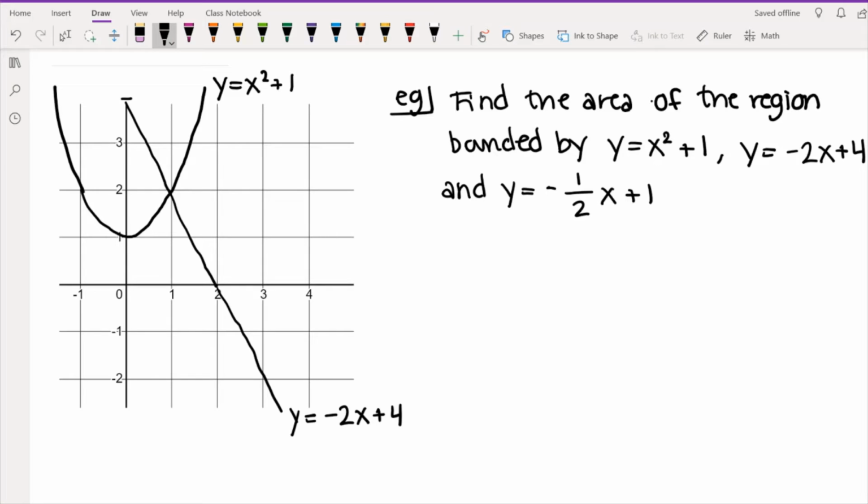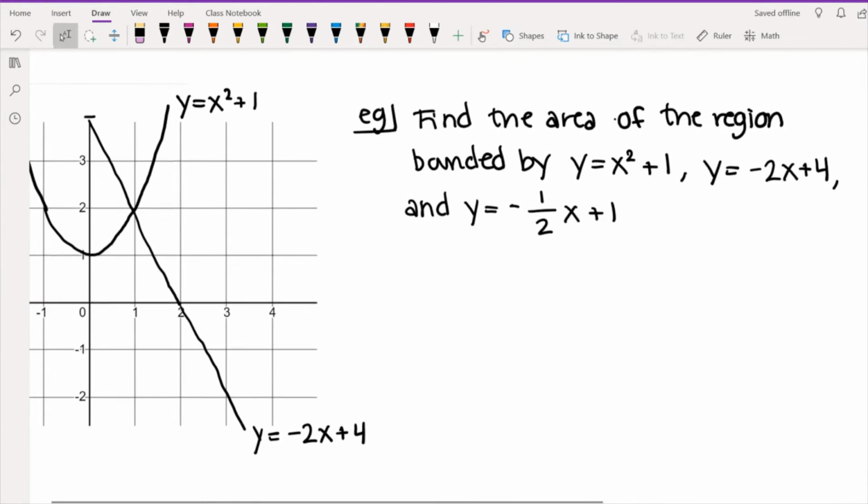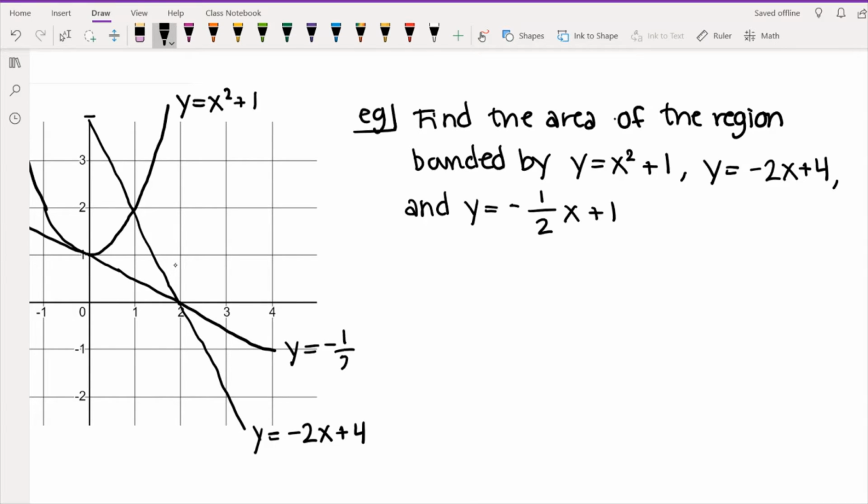And then our last graph is negative 1/2 x plus 1. That would have a y-intercept of 1 and a slope of negative 1/2. So that means that it would go like this, and it would continue to go this way as well. So this is y is equal to negative 1/2 x plus 1. Again, if you're careful with the way you're doing it, you should be able to see where they intersect. But if not, you could always set the equations equal to each other, and that would give you the same answers. So this is the area we're looking at.